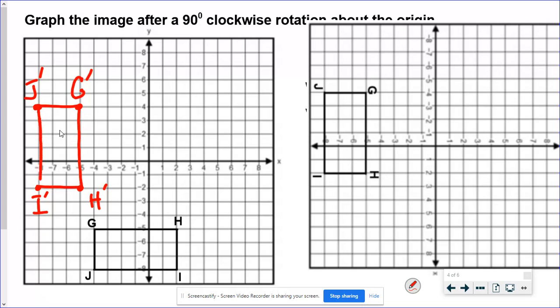So I know I've covered up the hint that I had there, but that rule was change the sign of the x and then change the order.